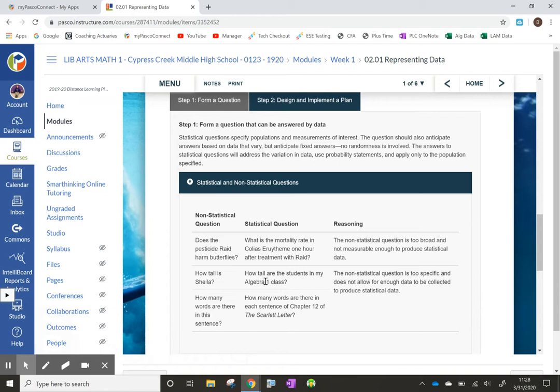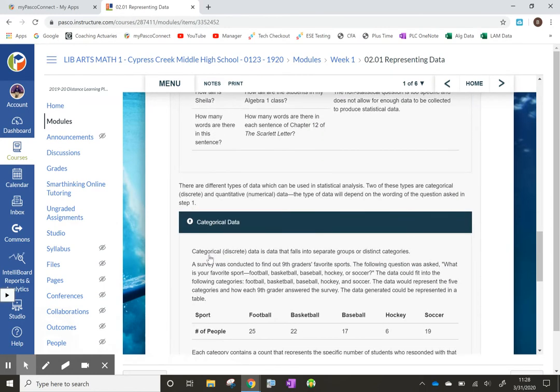We can compare people. And the last non-statistical question: how many words are there in the sentence? Again, that's kind of too specific. Like the Shayla one, it's one answer. You can't compare it with anything. It's just a simple question. But the good version of that question is: how many words are there in each sentence of chapter 12? So we can take all those different results. One sentence might have 10 words in it. One sentence might have 20 words in it, right? We can compare them. We can find means. We can find averages, right? We can look at those and compare them to each other versus just one sentence, which doesn't really have much to compare. It's just a simple answer.